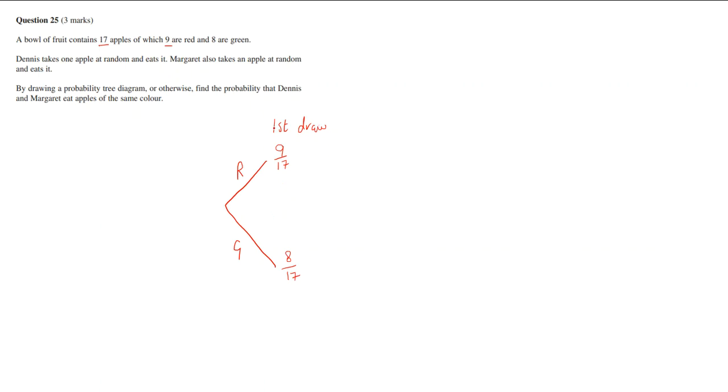Then once this has happened, the second draw happens. Again, there are 2 chances for each of these paths: either it can be a red apple or a green apple. The only thing is that because one apple is already eaten, that is going to be removed. In this case, red is already eaten. So there are not 9 apples anymore. There are only 8 apples left. And in total, there are not 17 apples. There are 16 apples left.